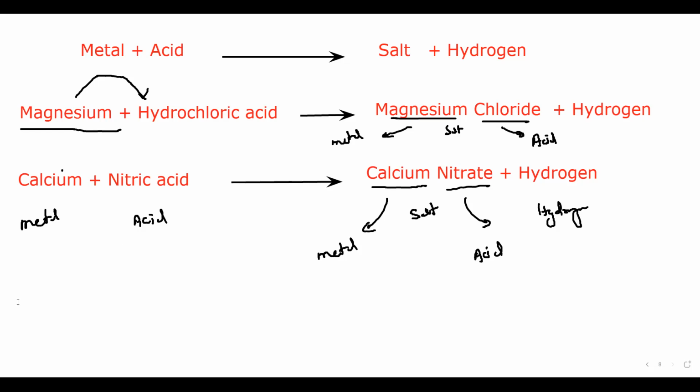And in the same way, if we have the example aluminium plus sulfuric acid. So aluminium is mixed with sulfuric acid. What will be the result?